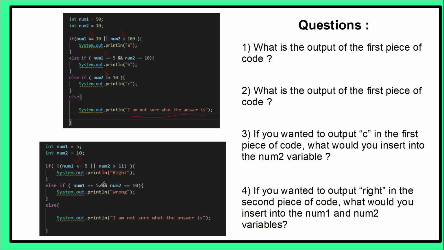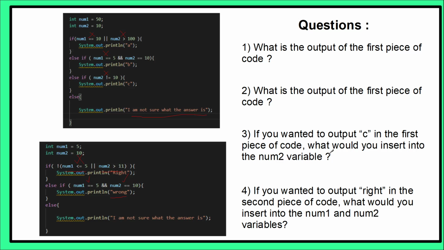So we go down to the next one. Is number 1 equals to 5? Yes, it is. Remember that we have this AND, so that means both conditions must be correct for this code to execute. So we look at number 2. Is number 2 equal to 10? It is. So the second one will output wrong.